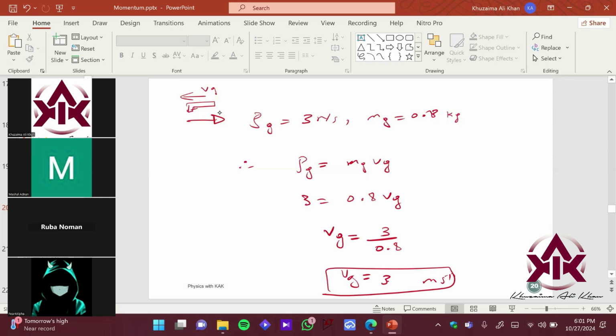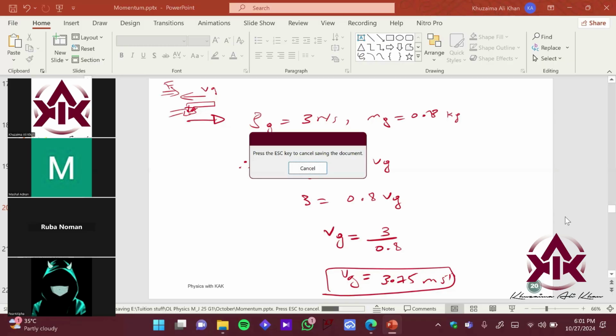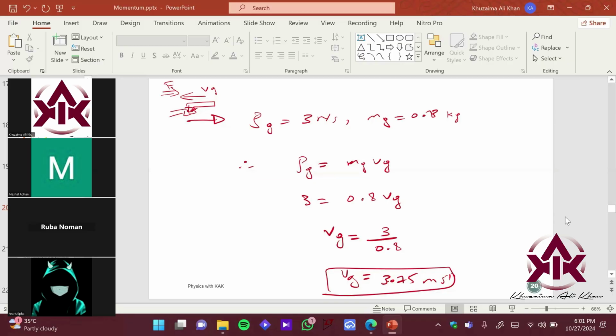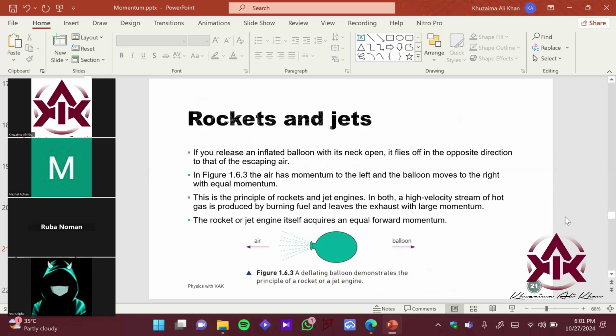So let's say you're holding the gun with the hand. You would also have to apply a certain force to overcome this, because that's why you have a jerk when you fire. The rifle is trying to move towards you with a velocity of 3.75 meter per second, right? So yeah.